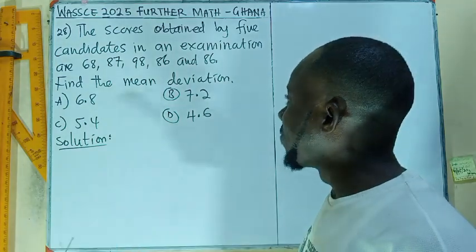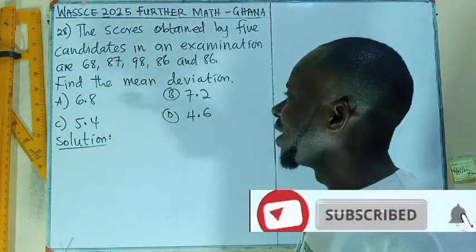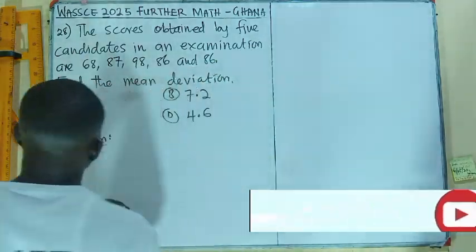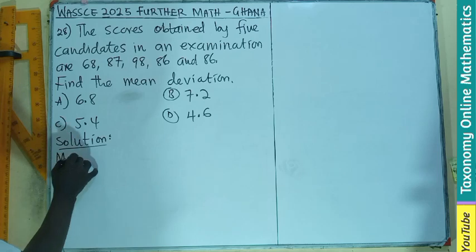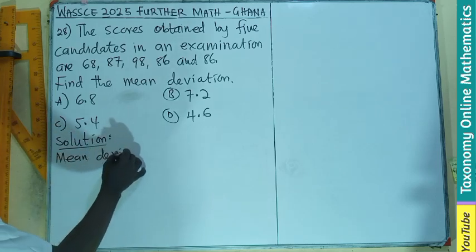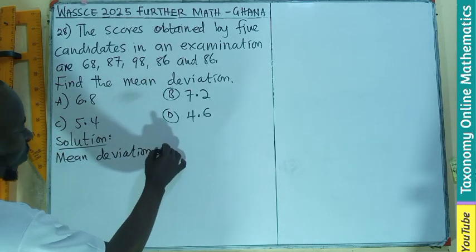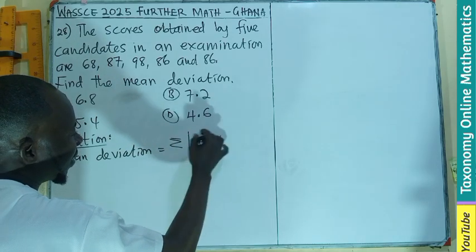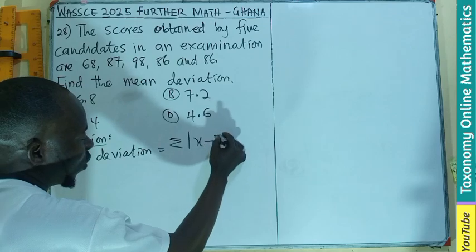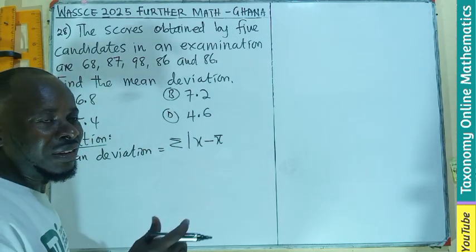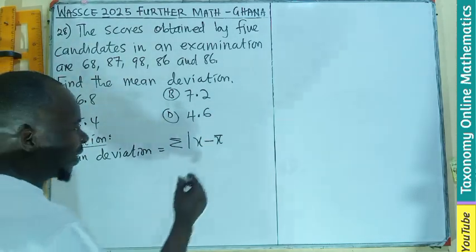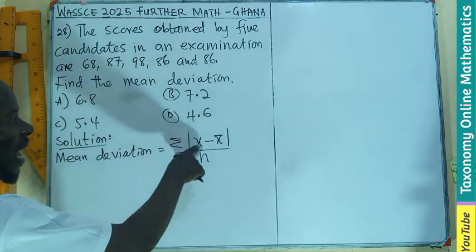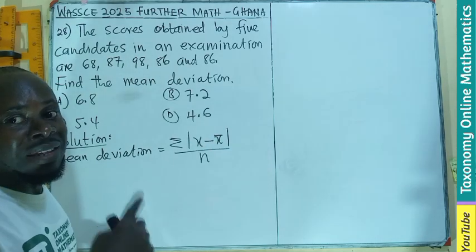The scores obtained by 5 candidates in an examination are given. We have to find the mean deviation. By recall, the mean deviation is equal to sigma, the sum of the absolute value of the difference, the deviation in the numbers, divided by N, where x is the data and x prime is the mean.